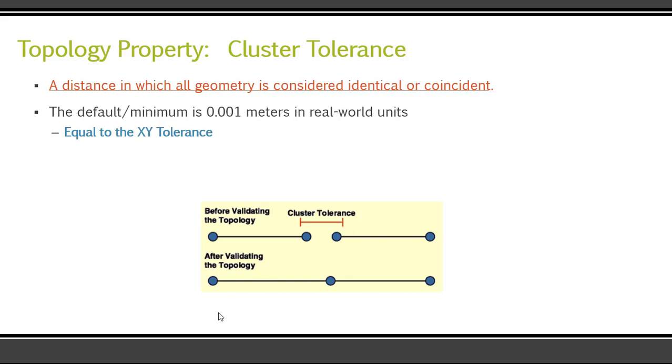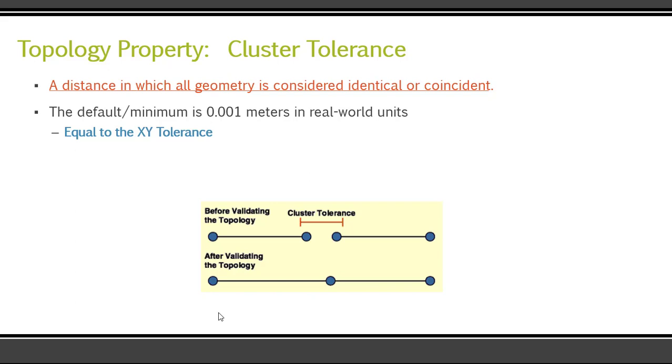Again, what I want to drive home here is that this is a very small distance. So here's what happens with this cluster tolerance. Pretend that you have these two lines in a dataset, and you are putting them through the validation process of topology.